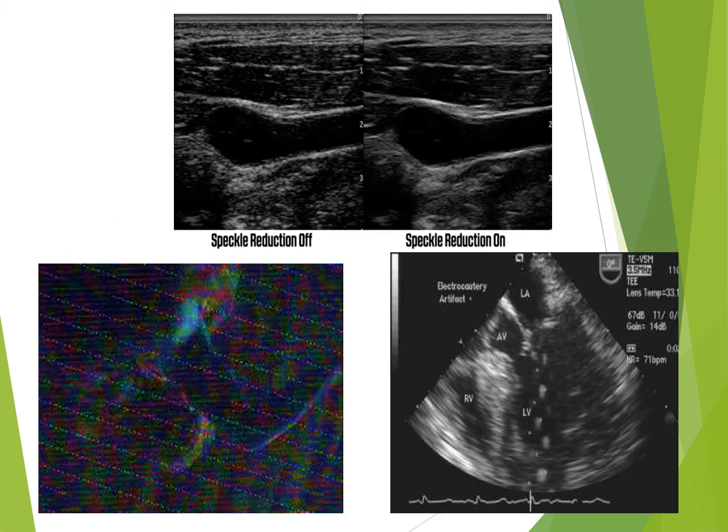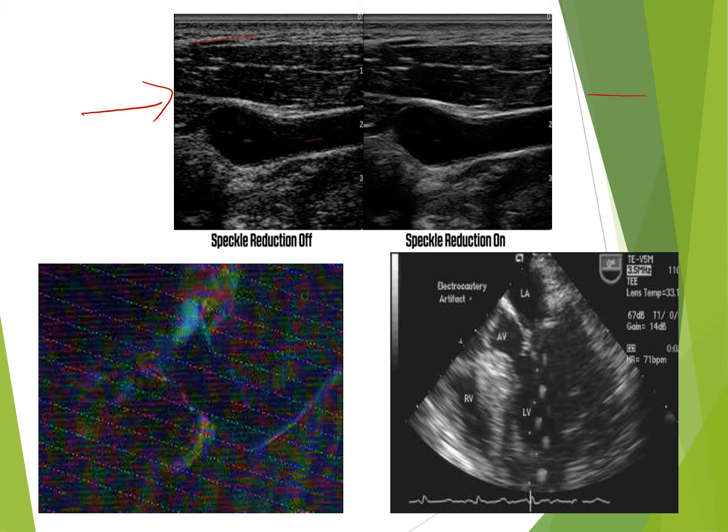So some machines now even have a speckle reduction knob or a capability that you can turn on and off. This first picture here has the speckle reduction off. If you look at the echo texture of everything that's in that picture, we can really see how grainy it is. We're seeing little echoes within our carotid, and everything just looks really grainy.